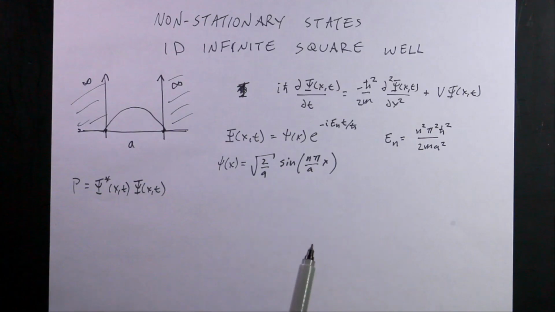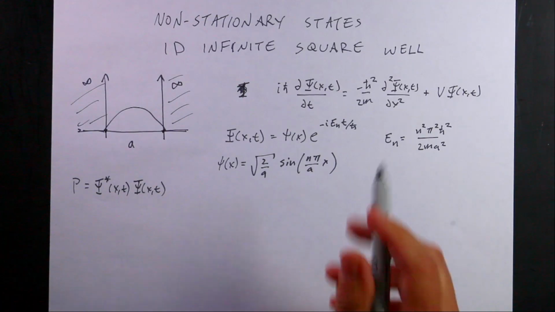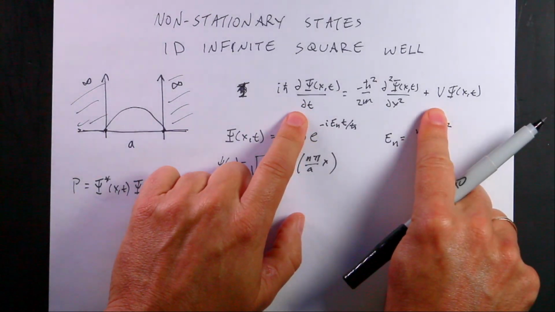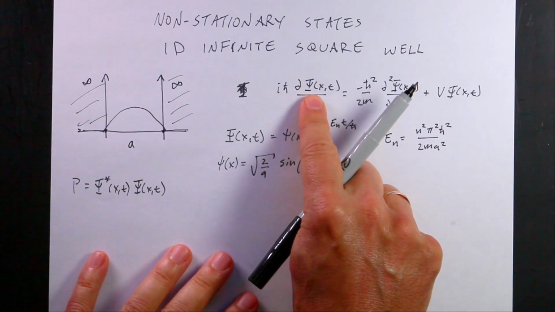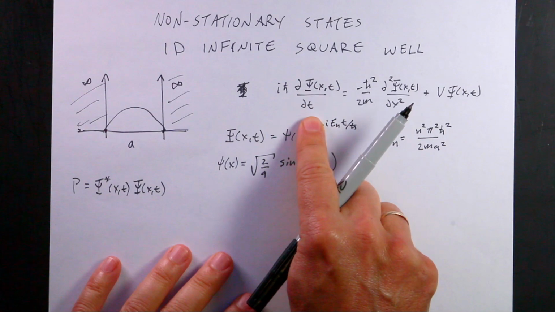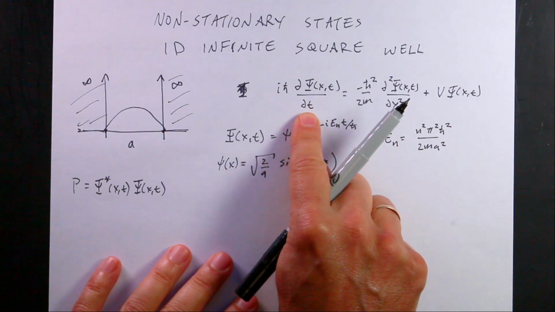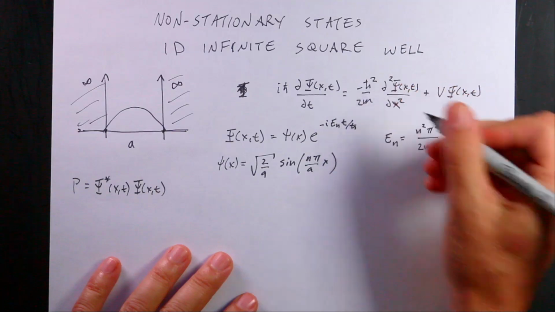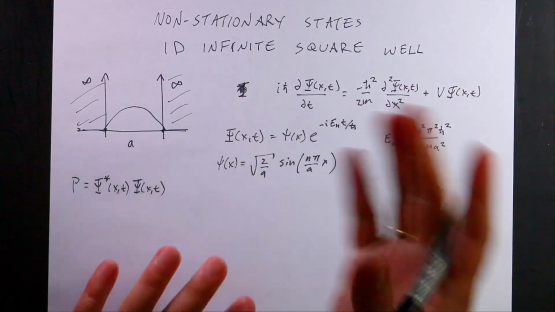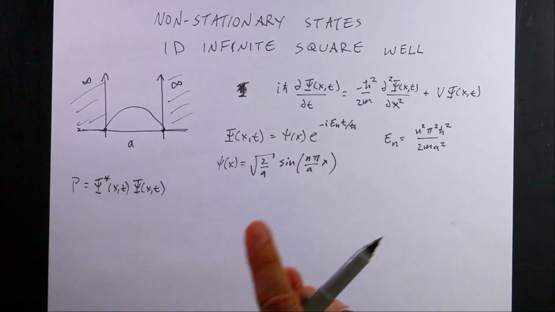And with those boundary conditions, we end up solving this differential equation, which says psi, the wave function that depends on x and t, the partial with respect to time is equal to the second partial with respect to x in one dimension plus the potential, and the potential is 0 in here. So with that, we get the following solution.